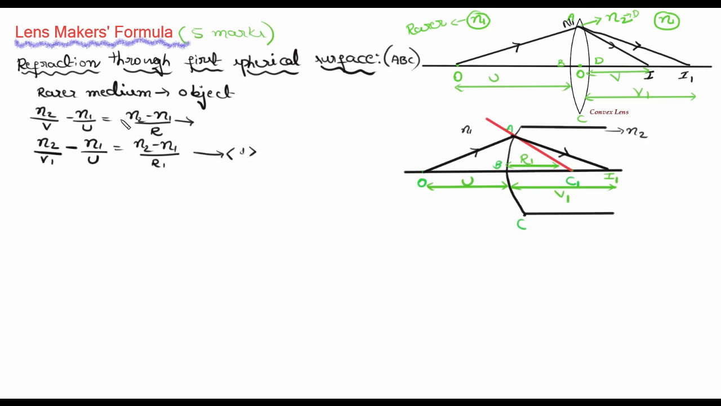What we have done here is considered the equation of refraction through a spherical surface when the object is in the rarer medium and the image formed is in the denser medium. This equation should be applied to this situation. Instead of V, you have to take V1 from the figure. U, we have taken U only in the figure. Instead of R, we have taken R1. So this is about the refraction through the first spherical surface.